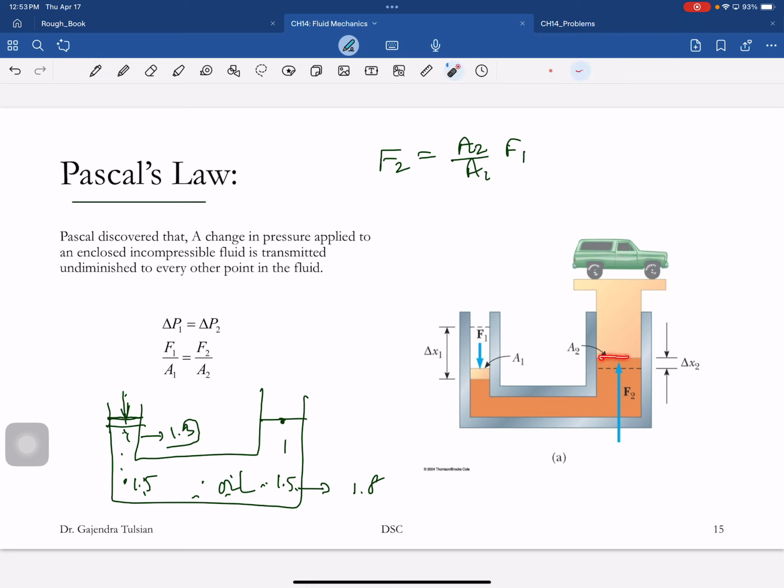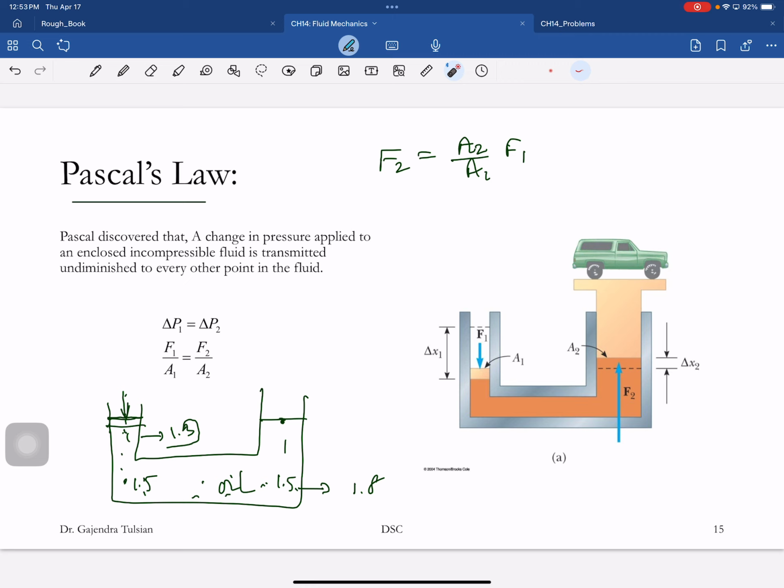Let's say you make this area 100 times greater than this area. That's easy to do. If the input piston is this big and the output piston is that big, that area is 100 times greater. So for an input force of 100 pounds, you get an output force of 10,000 pounds. Yeah, so that's Pascal's principle.